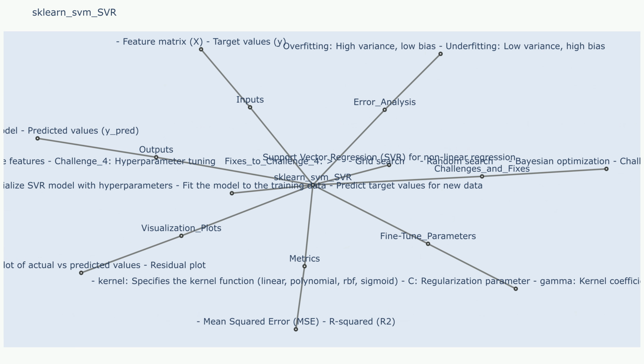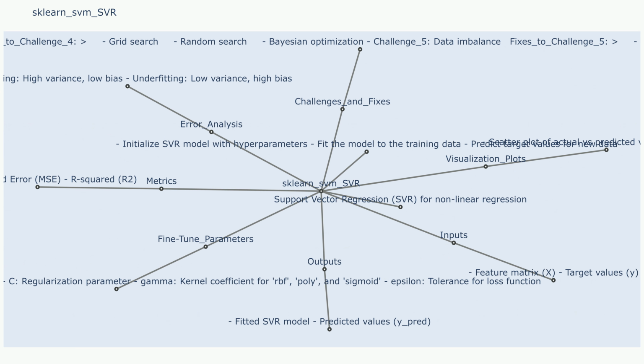Challenge 4: Choice of kernel function. Sample use case that resulted in challenge 4: Selecting an inappropriate kernel function can lead to poor performance. Fixes to challenge 4: Experiment with different kernel functions and choose the one that performs best on the validation set.